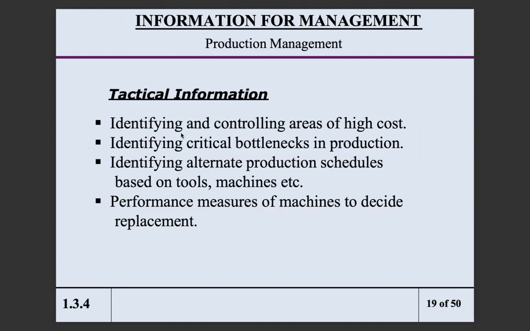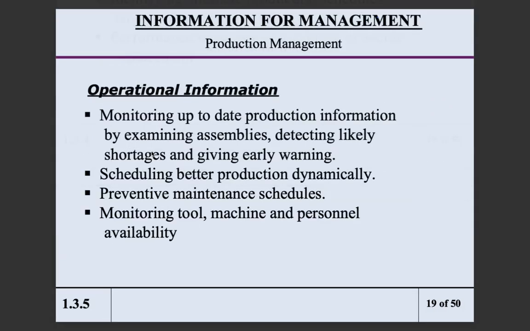These are a few tactical informations. For example, identifying and controlling areas of high cost, identifying the critical bottlenecks in production, identifying alternate production schedules based on tools, machines, etc., and performance measures of machines to decide their replacement. And then we have the operational information coming under this production management.